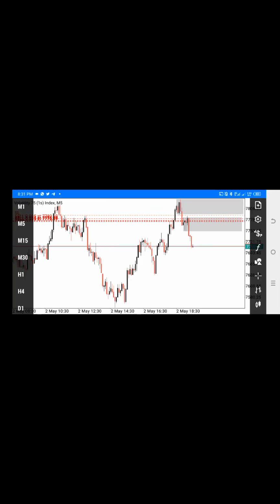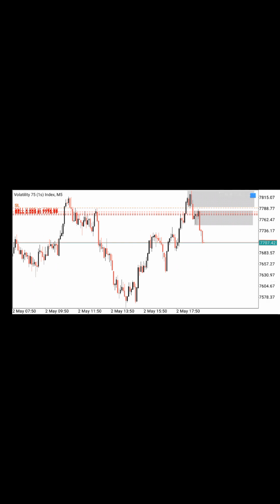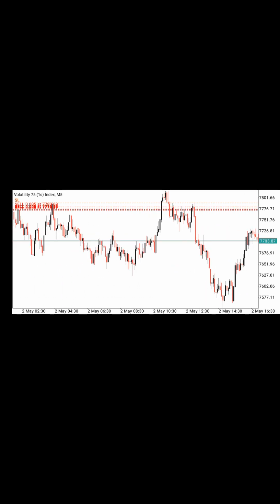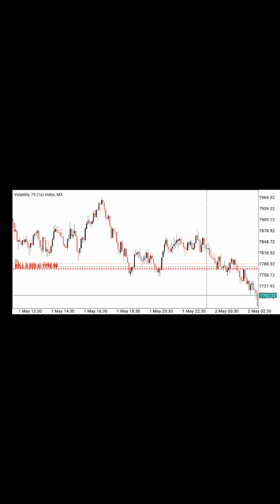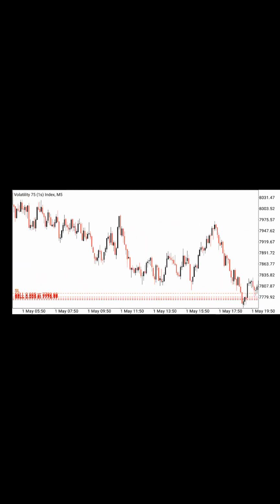Now from this order flow, I have this order block here, right? And I have this order block here. This is my order block. Now let me use the past one so that you can use any time frame from this. Okay, let me use here now.